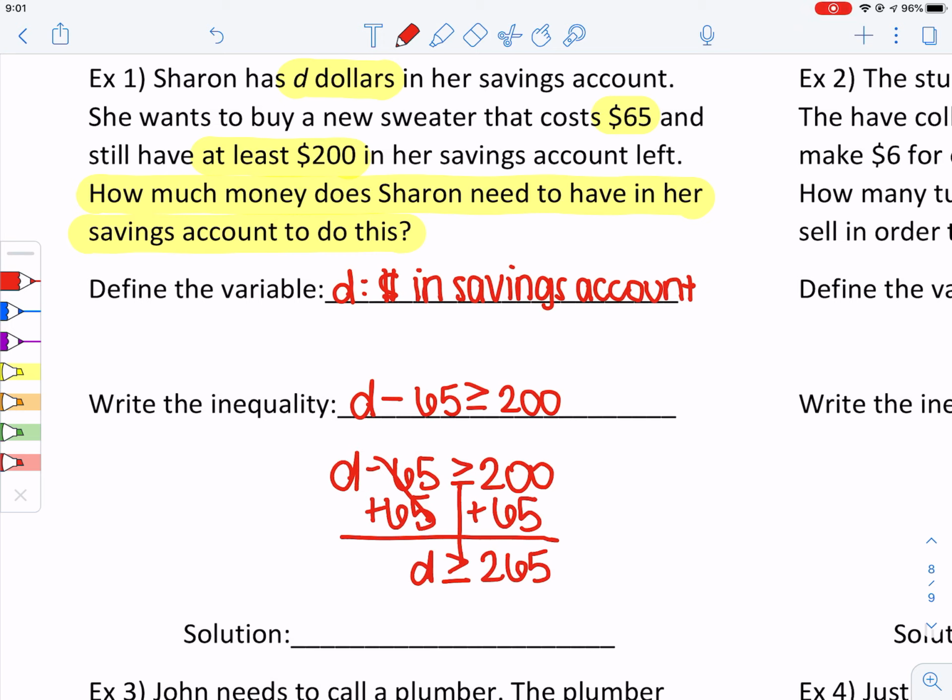$265. So that means that before she buys the sweater, she needs to have at least $265 in her bank account. She can have more than $265 and she can have equal to $265, but she cannot have less than $265. So D is greater than or equal to $265. Final answer. And these will always be 3-point questions. So it's 1 point for naming your variable, another point for your inequality, and then a final point for having a final answer and labeling it.